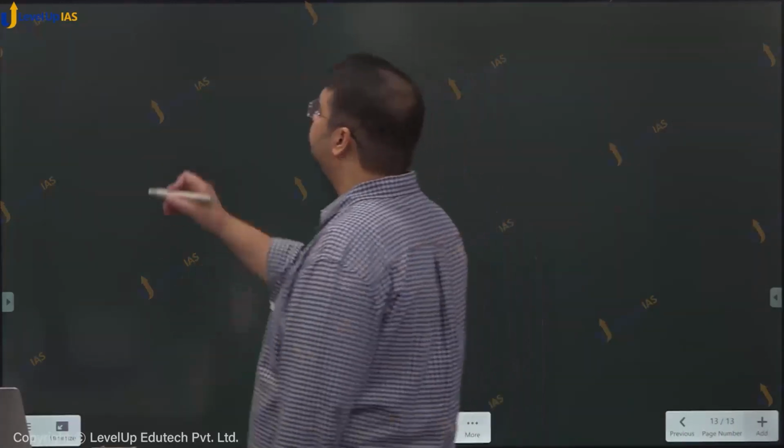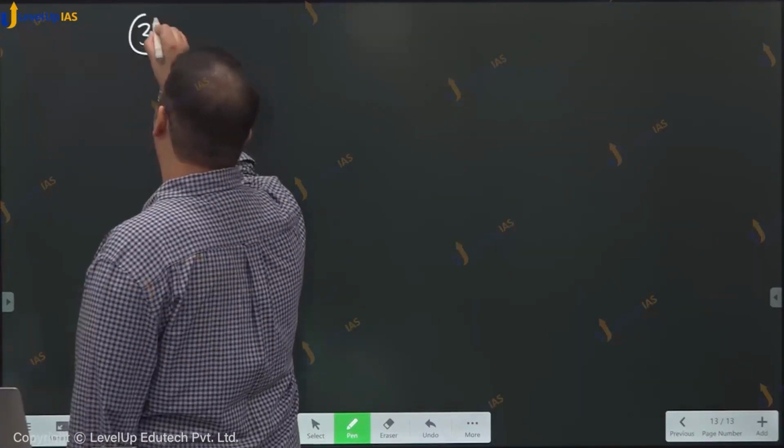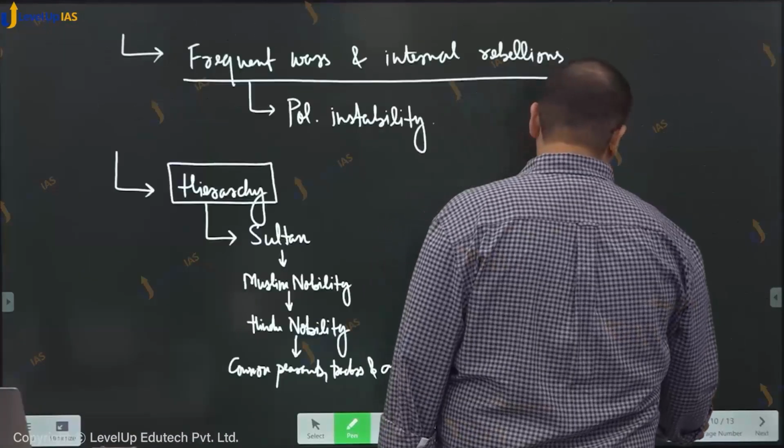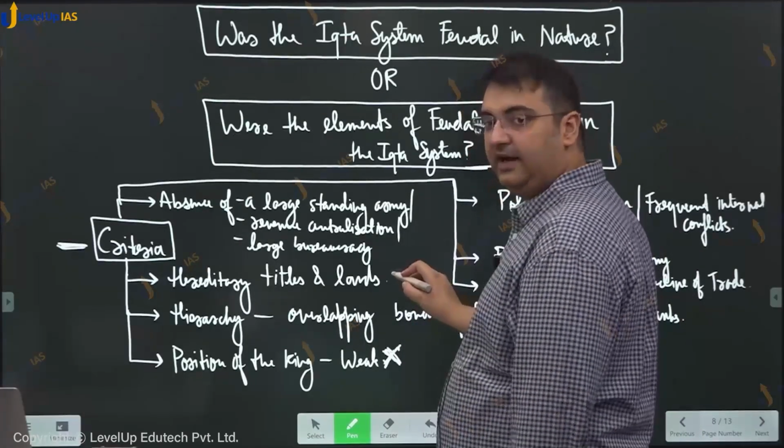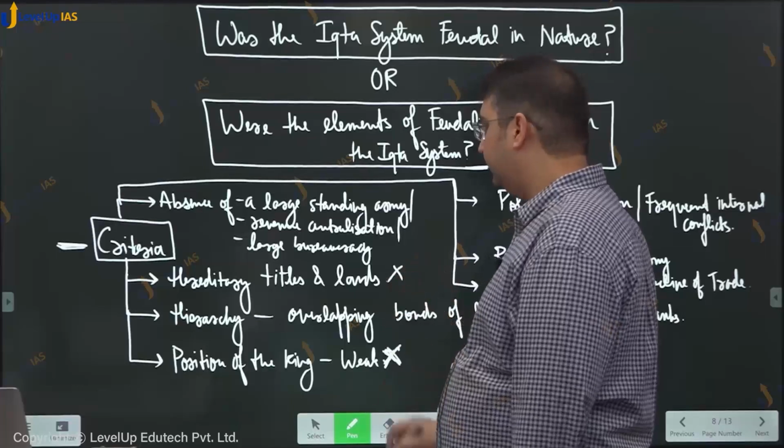Thirdly, तो ये देखो, यहाँ पे एक और एलिमेंट हेरिडिटरी लैंड्स एंड टाइटल्स, this does not exist.